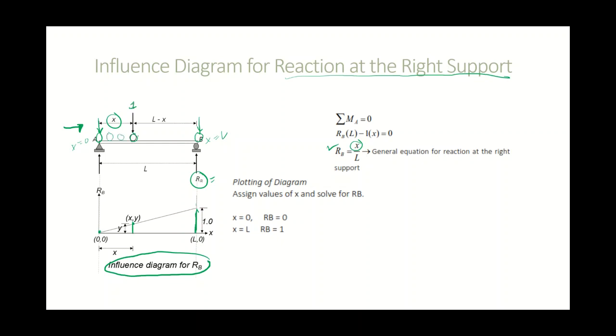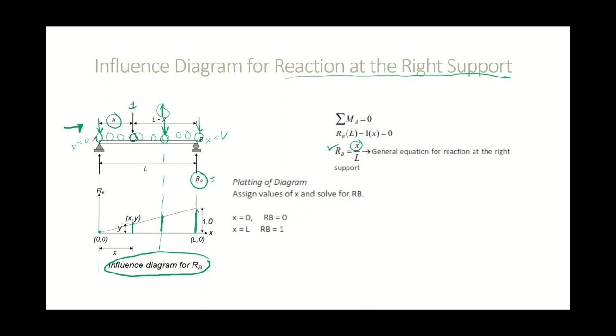So, for any point on the beam, if you want to know, for example, what the reaction at B is when the moving load is here, just take the ordinate in this influence diagram and multiply it by the load. That will give you the reaction at B when the load is at that point. So, this is our influence diagram.